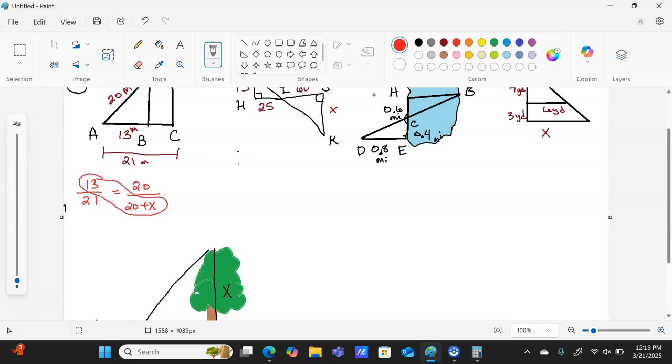And so to do the 13 times the 20 plus X, I need to do it times both parts of it. So I'm going to wrap that in parentheses. 20 times 21. So 13 times 20 is 260. 13 times X is 13X. And 20 times 21 is 420.